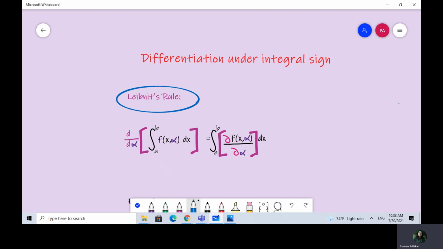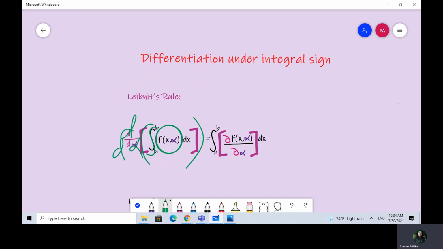So what does Leibniz rule say? I'm going to read it out and explain this. Just listen to me, okay? So what does Leibniz rule say? It says that on the left hand side, you can see that there is a function. You are integrating this function, and after integration you are doing differentiation of this function.